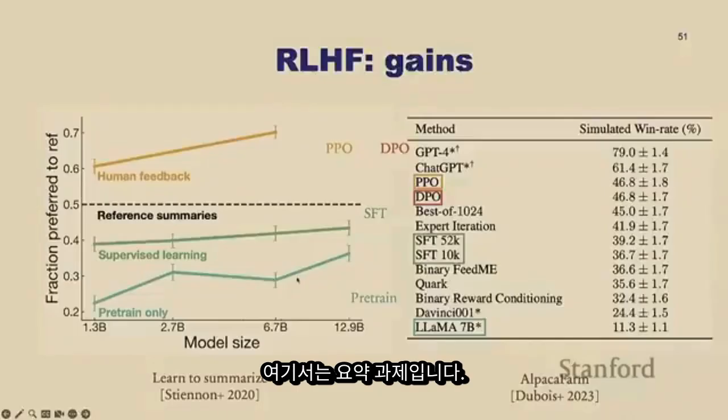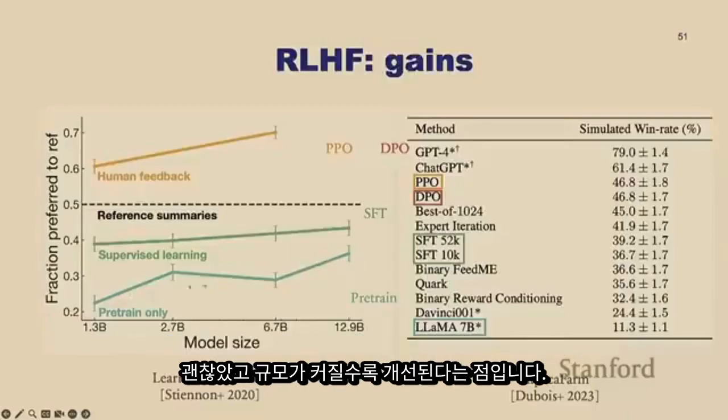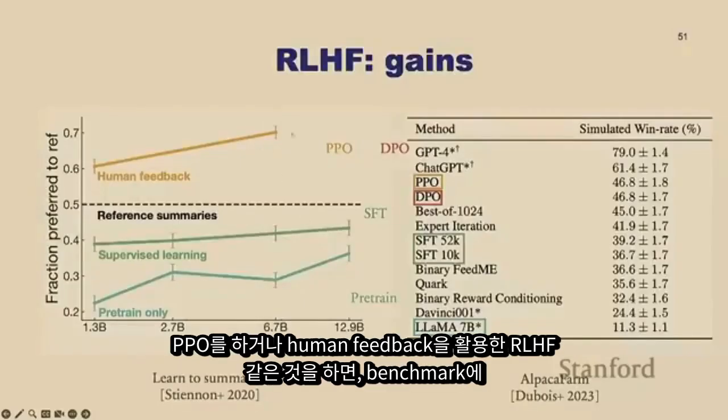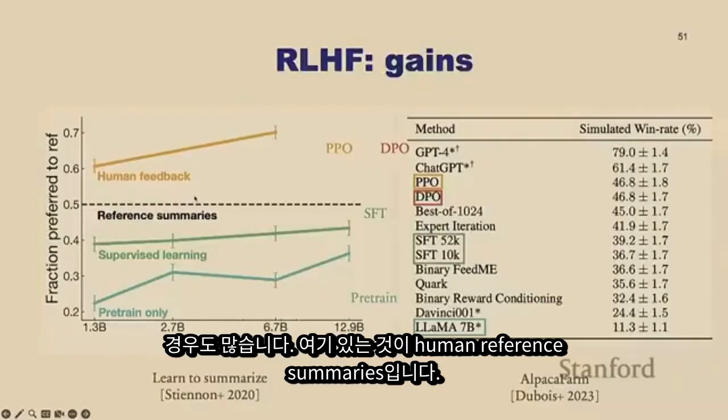Gains, so those are all the papers on the left. Here, this is on a summarization task. All I want to show you is that the pre-trained models were okay, and they improve with scale. If you do supervised fine-tuning, you improve them a little bit more. If you do PPO or something with RLHF with human feedback, you get performance that is oftentimes, depending on the benchmark, even better than humans. So this is the human reference summaries.